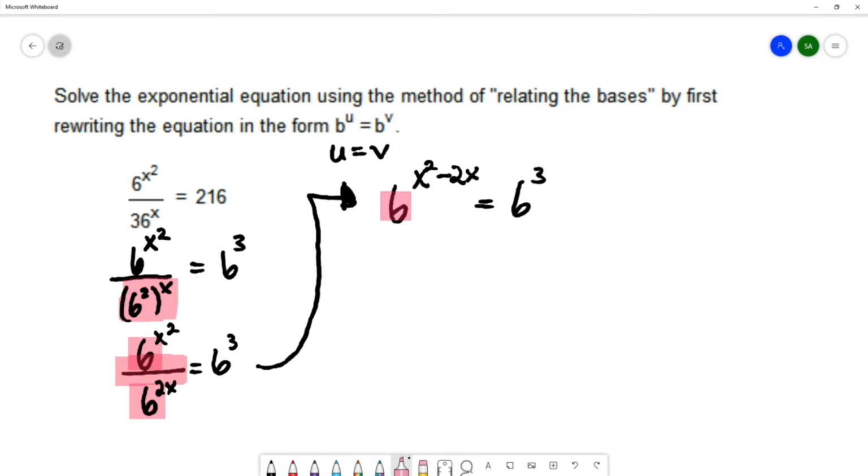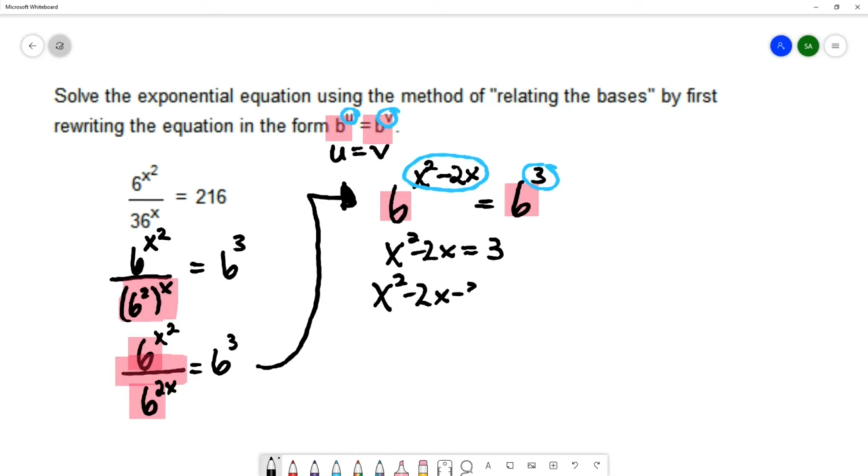When you have the bases being the same, we're allowed to say that the exponents are equal to each other. So we're now at the step where we can simplify this equation by setting the exponents equal to each other. This gives x squared minus 2x equals 3. I can move all the terms to the same side and solve this quadratic equation by factoring.